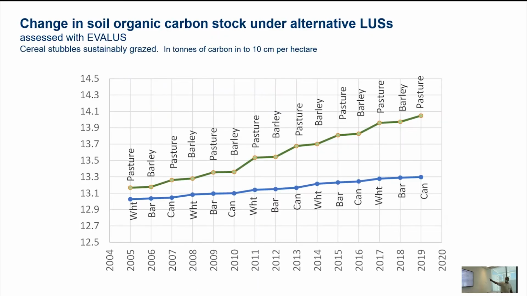And we can also monitor the soil organic carbon. You can see that between 2004 and 2020 on the same sort of land, wheat, barley, canola, if you practice zero tillage, doesn't lose a lot of soil organic carbon. In fact, it puts on a bit of weight. So from about 13 tons, you get about 13.1 tons of carbon per hectare in the top 10 centimeters, but pasture barley builds the soil organic matter more.